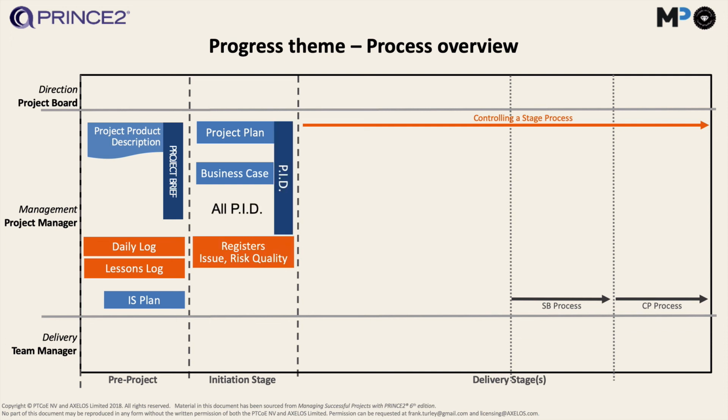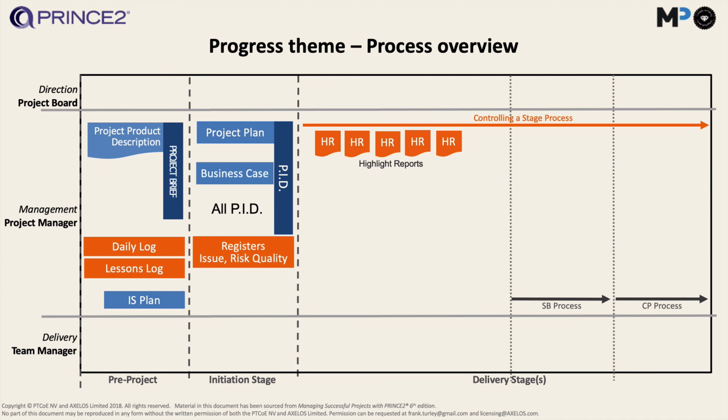Of course, the full PID document actually gets used as a control document. So you could say that all documents in the PID should be used by the progress team, but I've just pointed out project plan and business case here, but actually everything in there is part of progress.